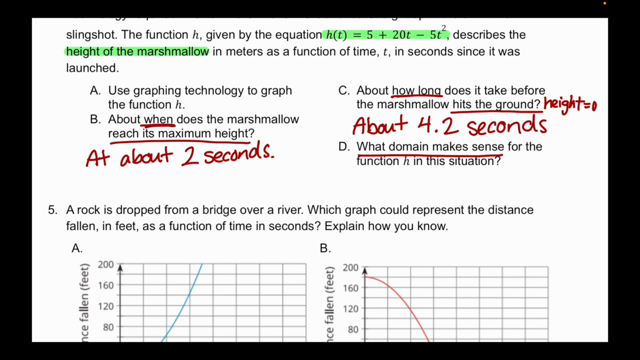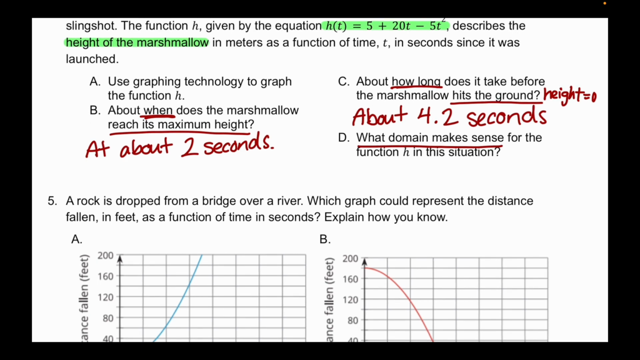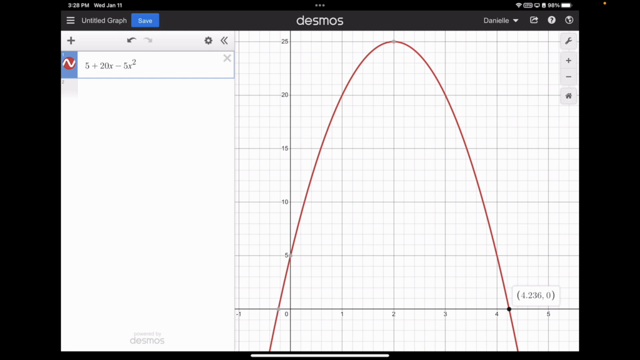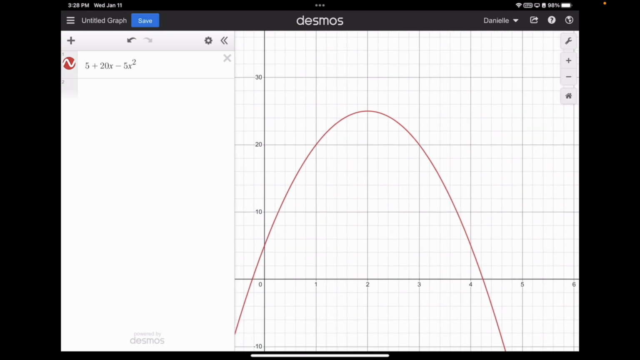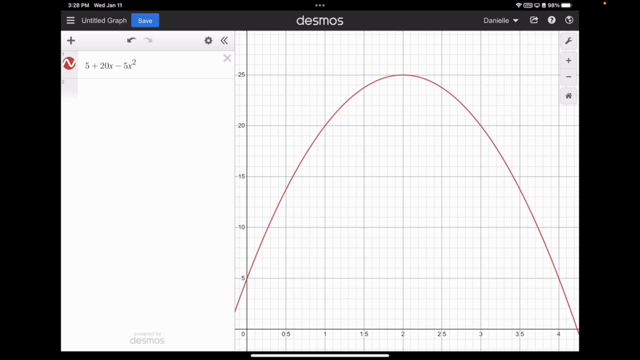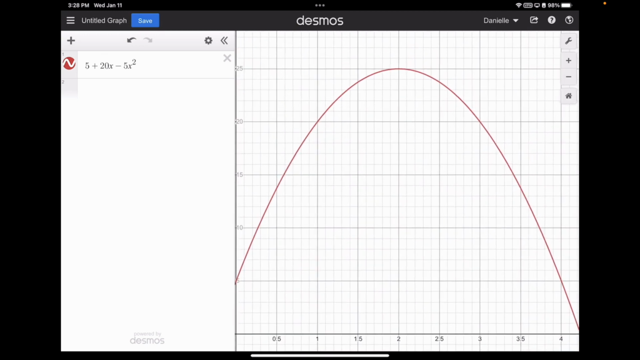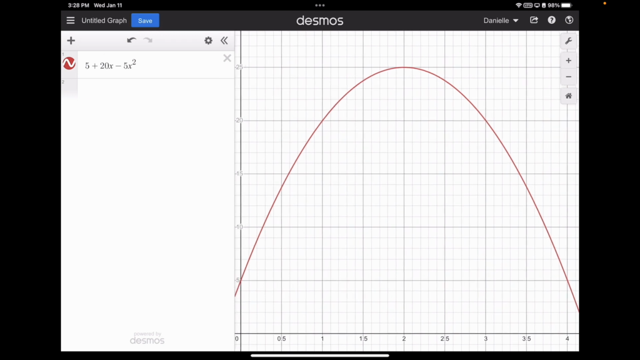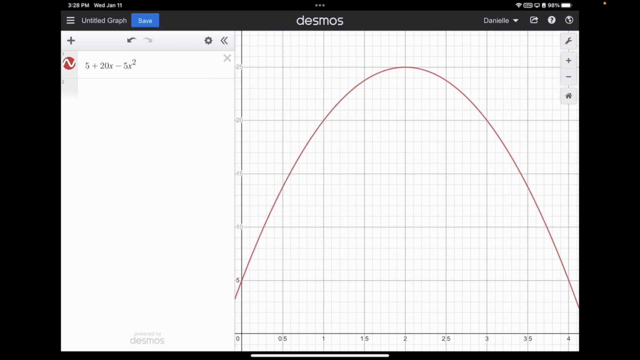And then they said, what domain makes sense for the function in this situation? So that means which x values or horizontal values make sense. And I did just talk about how this negative time doesn't really make sense. We should probably start right when that marshmallow gets launched. So for us, that is going to be at 0. So I can move the negative part off of my graph and just go from where I kind of have 0.